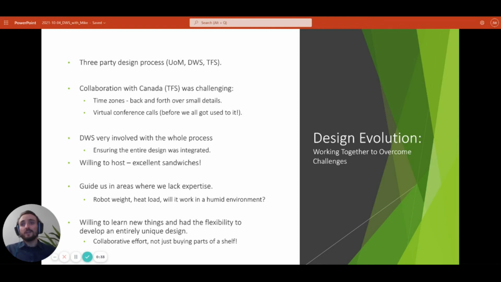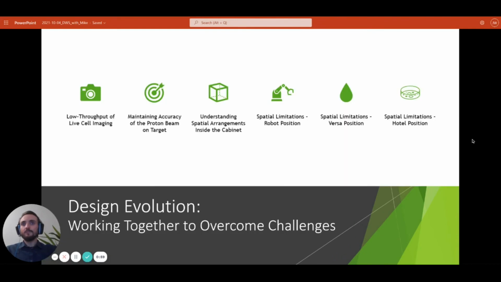And again, as Mike alluded to, they were very happy to guide us in areas where we lack expertise, making sure that the whole design was integrated to the very highest levels. They were also very willing to learn new techniques, as we'll see later, and used different materials that they hadn't used before. So it really felt like a collaborative effort and not just buying parts off a shelf. I'll just zoom in on some of the specific challenges we went through and how we overcame them.